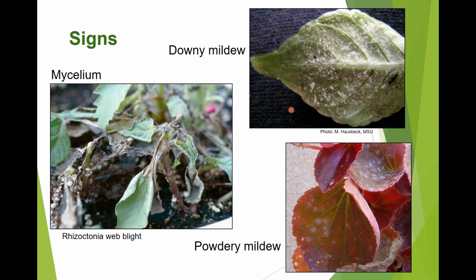And you can see that with the unaided eye or a hand lens. And we also have white mycelial growth for powdery mildew, usually on the upper leaf surface, but can be on both surfaces. And it looks a little different. It's maybe a little flatter than downy mildew. But this is the actual causal agent. And when you see these kinds of signs, you know the kind of pathogen that you're dealing with.